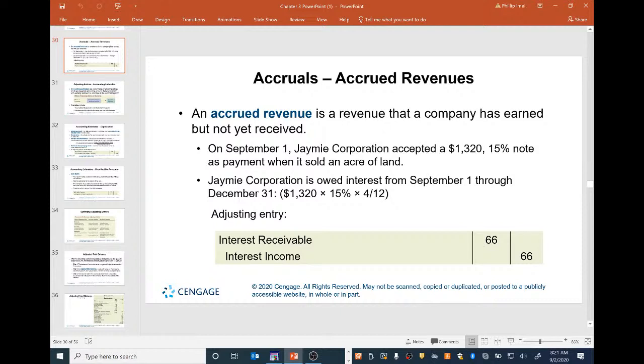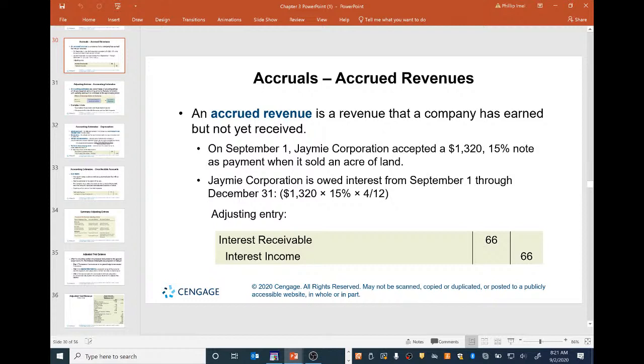Okay. So I just want to make sure you get the math because obviously you have to have the math before you can make the entry. So the math makes sense. Once again, they accepted the note for $1,320, bearing interest at 15%, and it was outstanding 4 months out of the year. So that's how we get this here. So that'll give us the answer of 66 right here.